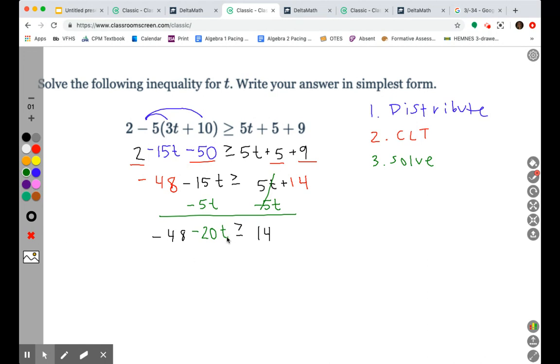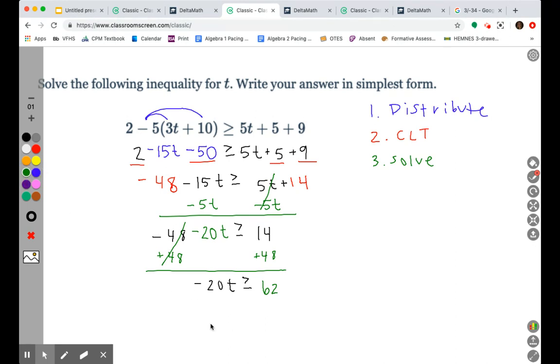You want to keep solving, so you want this t to be all by itself on the left, so we need to get 48 to the other side. So we add 48 to both sides. That will give you negative 20t is less than or equal to 14 plus 48, I get 62.